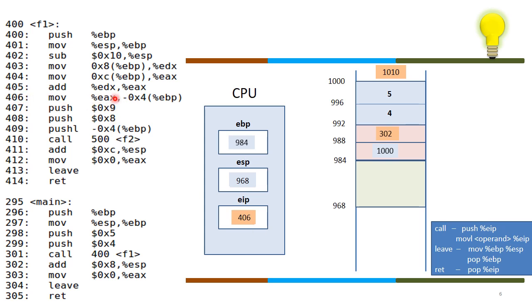The resultant EAX is moved to EBP minus 4. EBP is 984 minus 4, 9 at the address 980. The EAX value is moved. EAX should be 4 plus 5, 9. There you go.